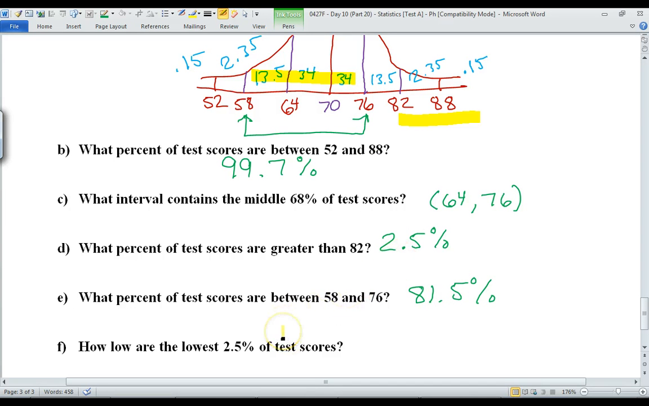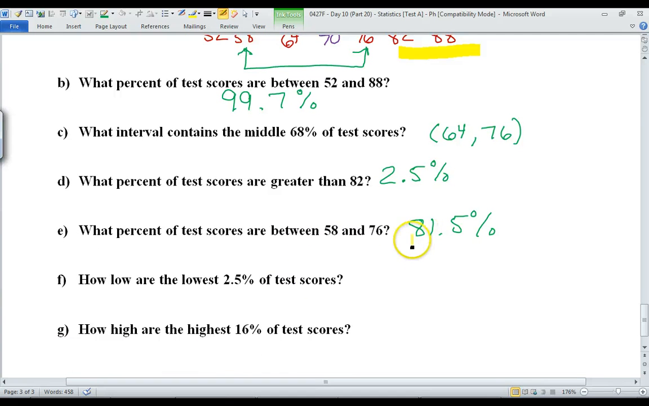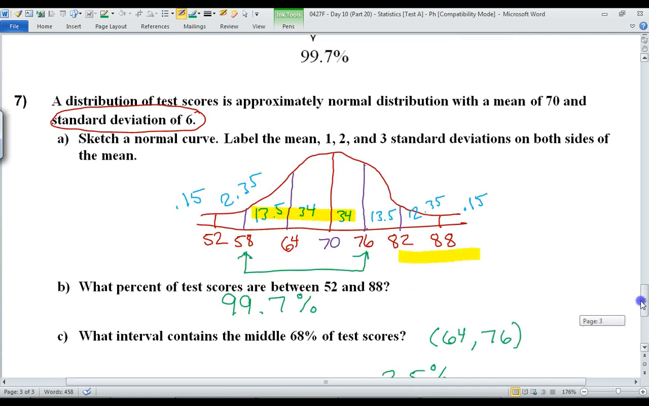Now, be careful. When we first learned this, some people had trouble with questions that were worded like F. So watch this very carefully. How low are the lowest 2.5% of the test scores? Okay. The lowest 2.5%. Obviously, I'm looking at the bottom side of the picture if I'm talking about the lowest 2.5%. But how many zones should I be looking at? How many of these zones am I including for 2.5%? I heard 2 zones, right? Can everybody see that these 2 zones are the lowest 2.5%?